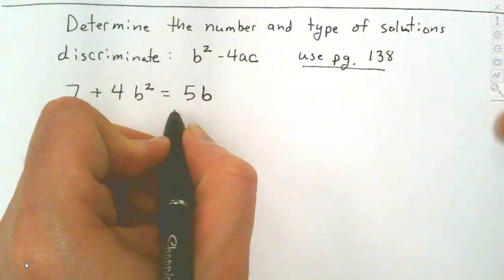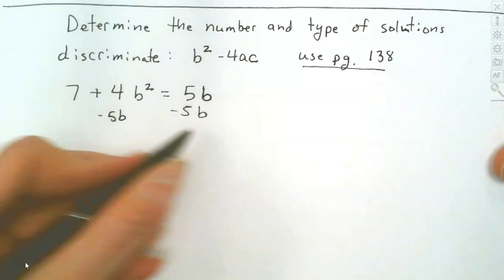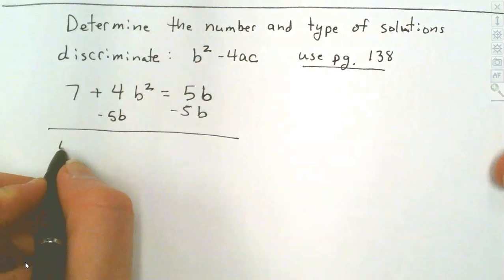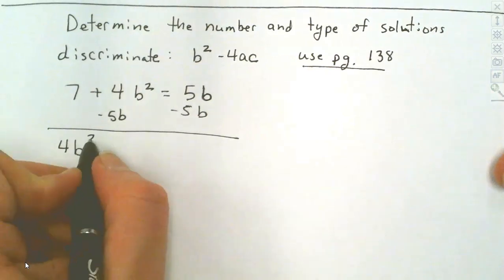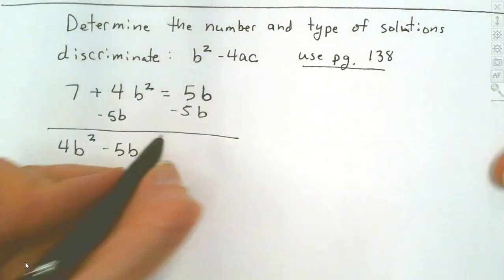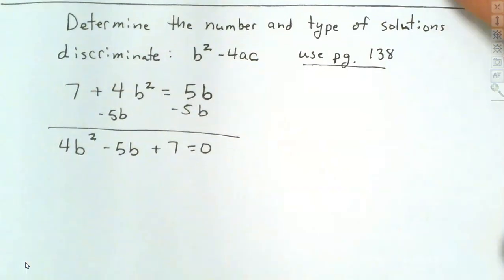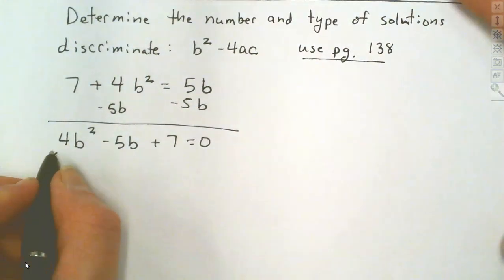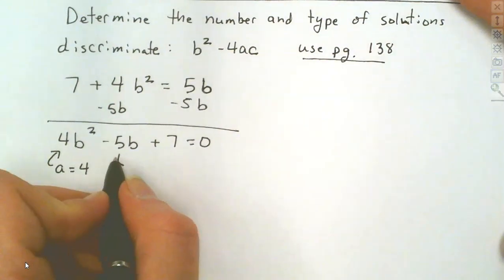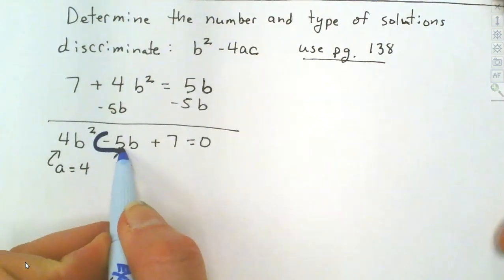Make sure it's in the correct order. So move that 5b over. Always start with the highest power first. So we've got a 4b squared, a minus 5b, and a 7, and that equals 0. Our A in this case would be 4. Our B is going to be that negative 5 in front.